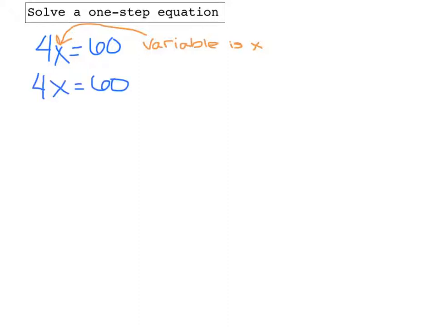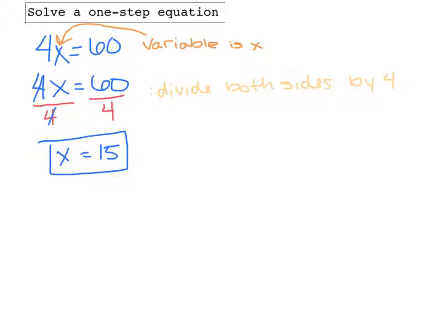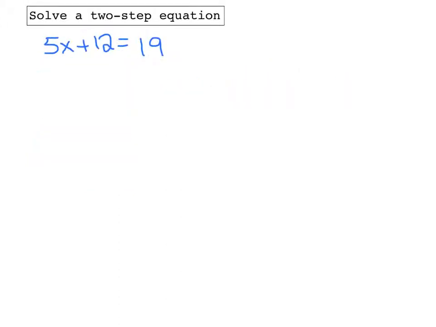Alright, now since it's 4 times x, we're going to do the opposite, which is division. So we're going to divide both sides by 4. Now we have to do both sides because if we only did one side, the equation wouldn't be the same. So now we have 4x equals 60, and we divide both sides by 4, and we are left with 4 divided by 4 is 1, 60 divided by 4 is 15. Okay, so we got x equals 15, the variable is isolated all by itself, and we just solved our one-step equation.